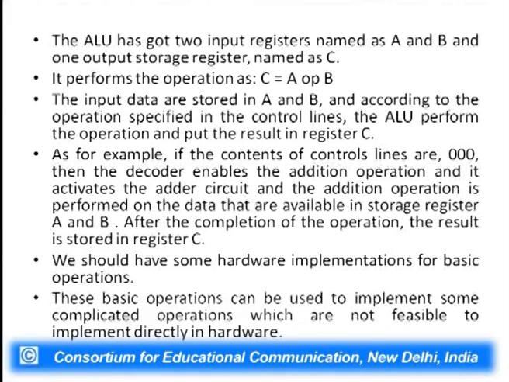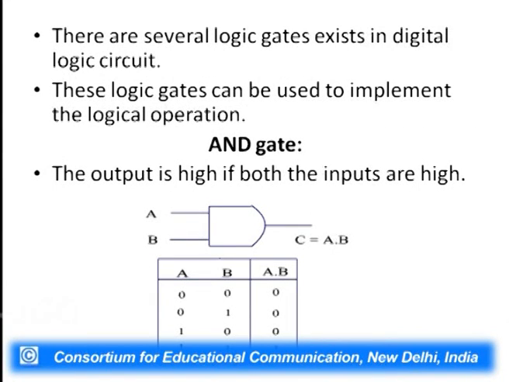So, as can be seen, if an operation C is equal to A into B is to be performed, then A will be carrying one operand, B will be carrying the other operand, and the result will be stored in the register C. So, we should have some hardware implementation for these basic operations, and some complicated operations which are not feasible are implemented directly by the hardware. There are several logic gates that are utilized for building these functions.